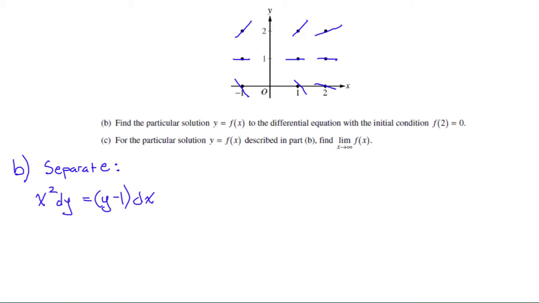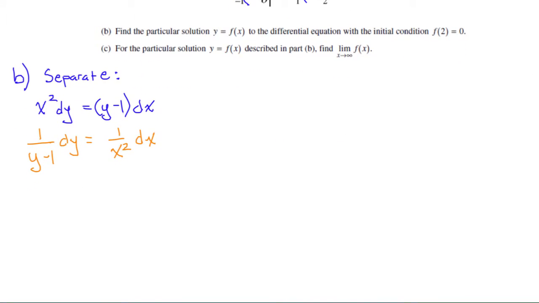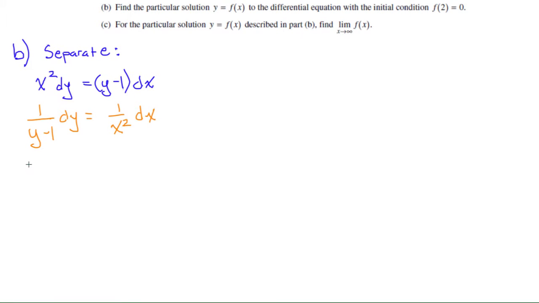But yeah, the straightforward way is just cross multiply, get things on the same side. So I'm going to divide both sides by y minus 1, so I'm going to get 1 over y minus 1 dy. Divide both sides by x squared, assuming x is not 0, assuming y minus 1 is not 0 also, and I'm going to get 1 over x squared dx. Of course, I don't really like fractions, so I'm going to turn these into negative powers. So y minus 1 to the power of -1 dy is equal to x to the -2 dx.